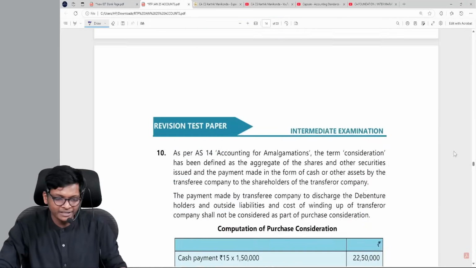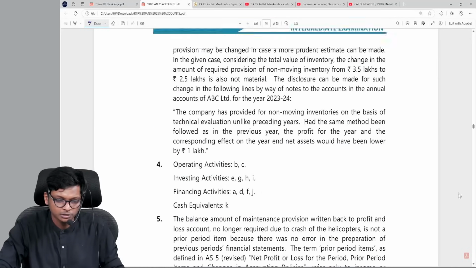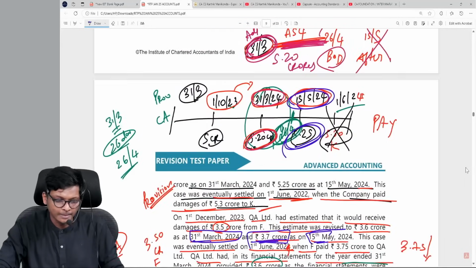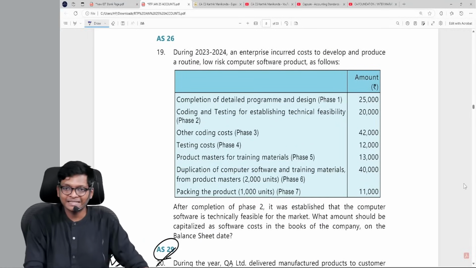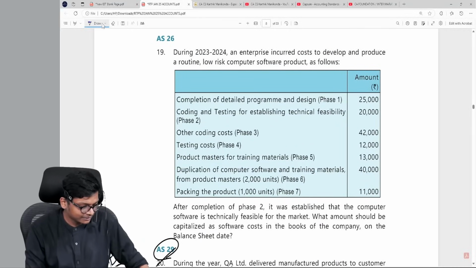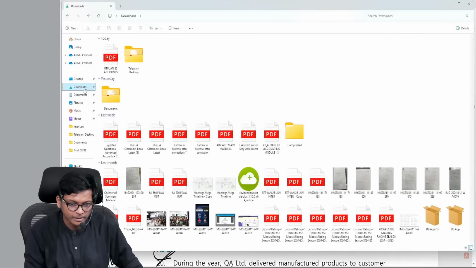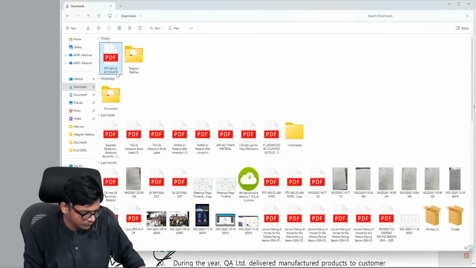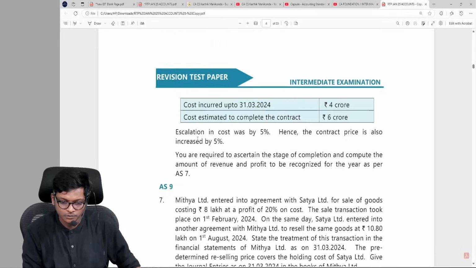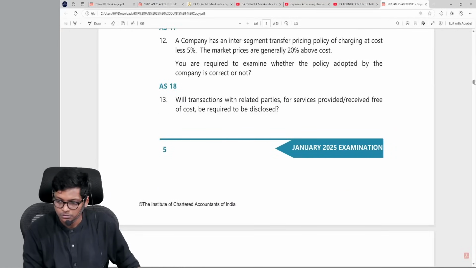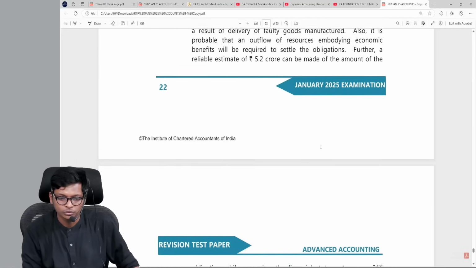I'll open two PDFs so that for question and answer we may not scroll every time. Okay. Next we will go to question number 19, AS 26. Quickly read this. In this gap, let me open the copy of this. Yeah, that's it. So it's easier to just scroll.